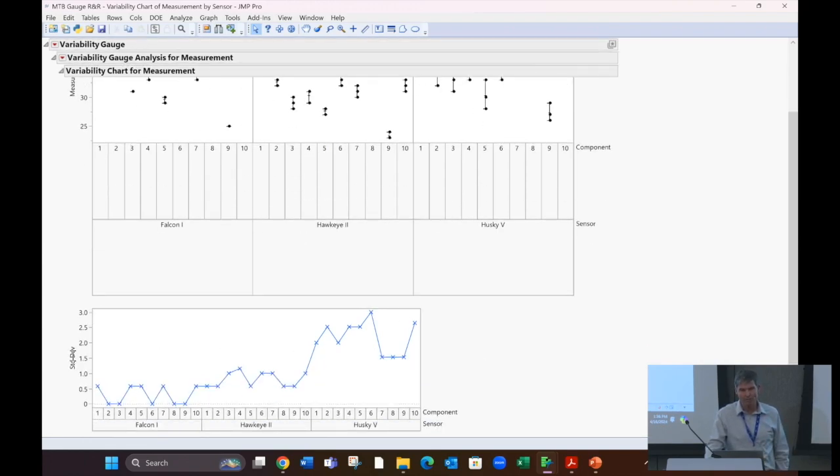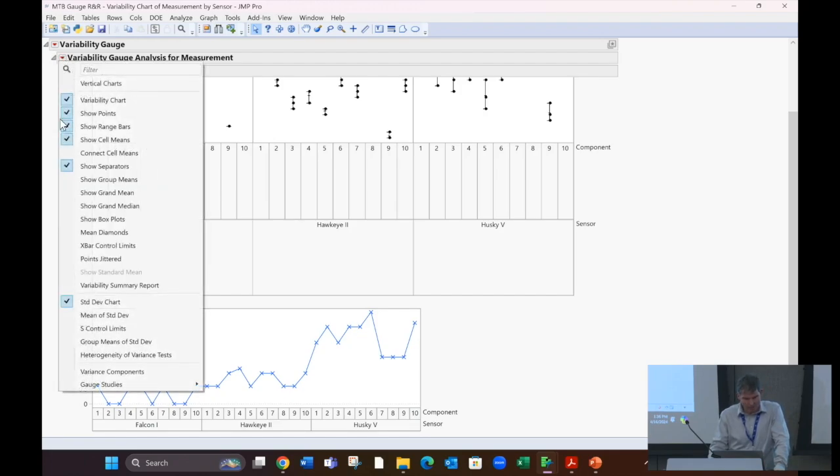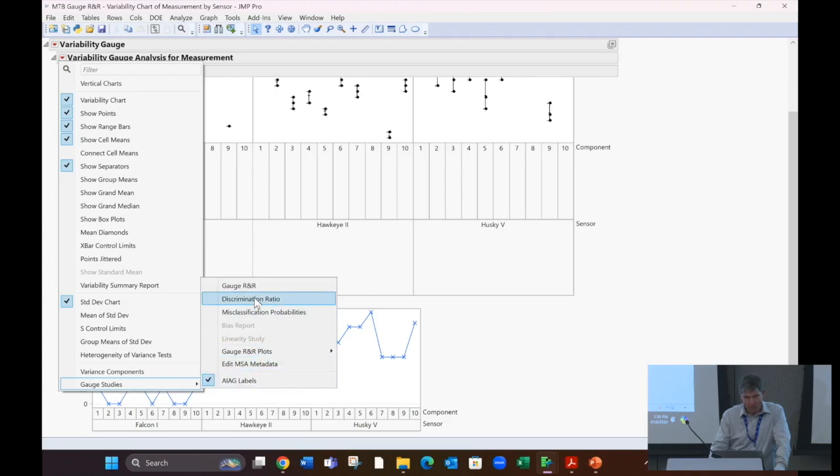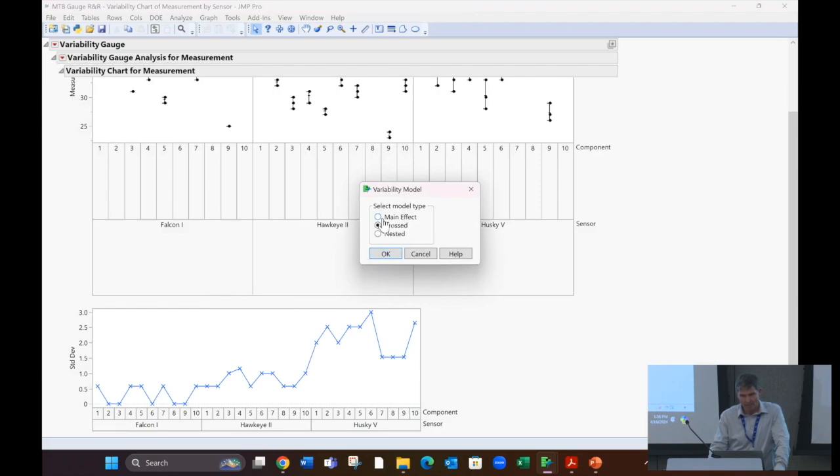Hopefully this is motivating it. And this is what the standard deviation is across all the parts. We can see that it's much higher here for Husky than Falcon 1, which pretty much had it nailed. So now, if I select under here, under Gauge Studies, we'll do Gauge R&R. And we'll assume that this is a crossed model. What does that mean? Great question.